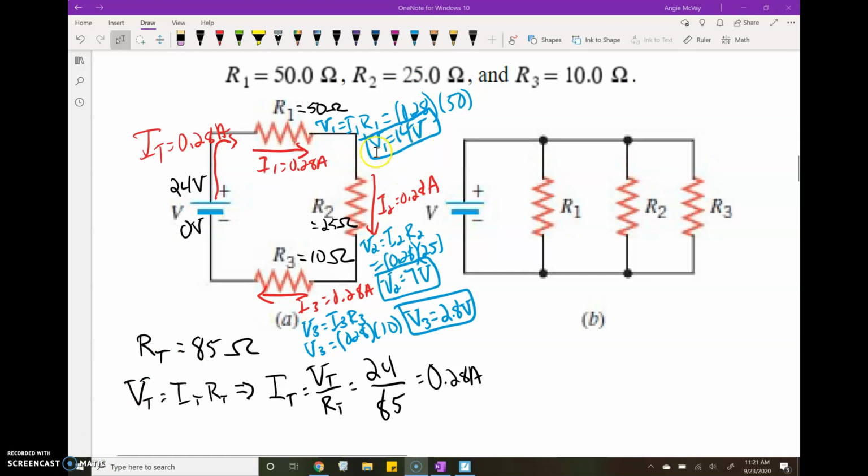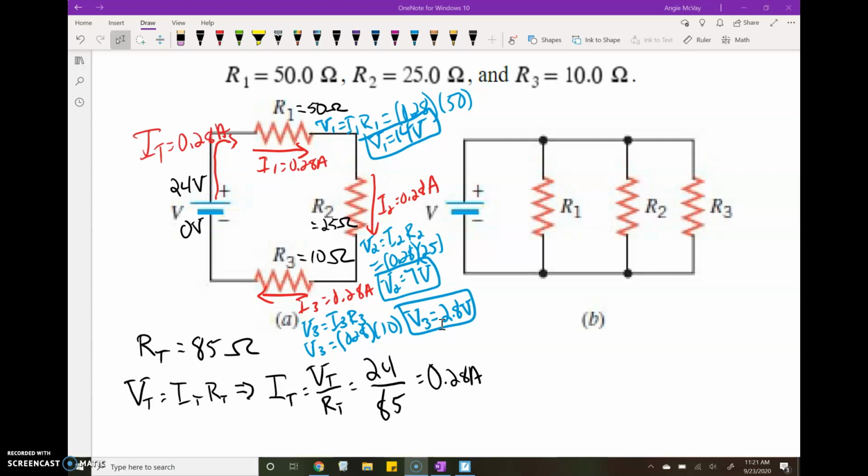And I went through the same process with resistors 2 and 3, multiplying the current running through resistor 2 times the resistance of 25. So we get a potential drop of 7 volts provided by resistor 2, and then a potential drop of 2.8 volts provided by resistor 3.